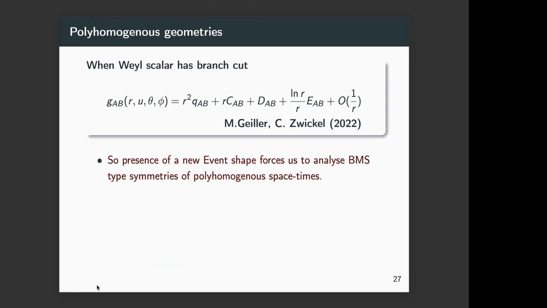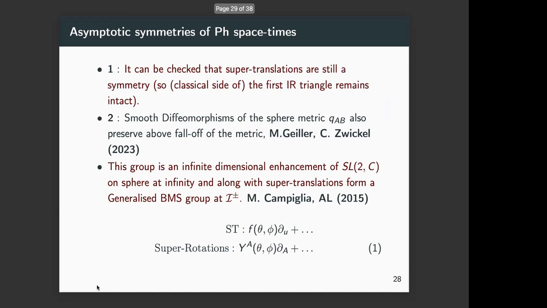So this is a kind of strange thing. We wanted to find a universal explanation for this new event shape, this log mode, but its very presence is telling us that we have to work very hard to even find possible symmetries of this. We have to revisit the whole idea of asymptotic symmetries, because these spacetimes are not asymptotically flat. These spacetimes have been investigated in great detail by Mark Geiller and Céline Zwikel, and they are called polyhomogeneous spacetimes. So now we have to go back to the drawing board and see what the symmetries of these polyhomogeneous spacetimes are.